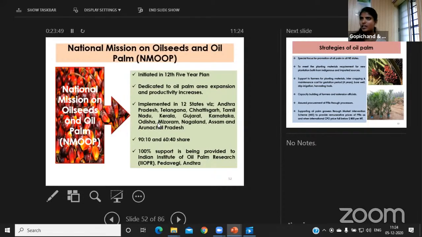They are expanding the area under fruit and flower crops under that program. How much amount are they providing? Exactly, I don't know the amount.